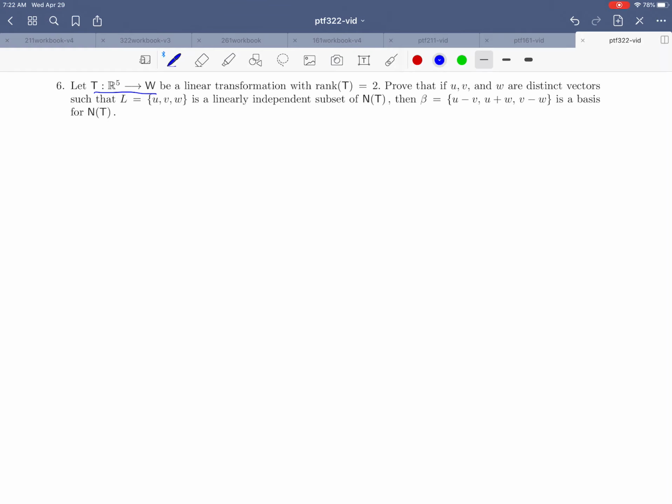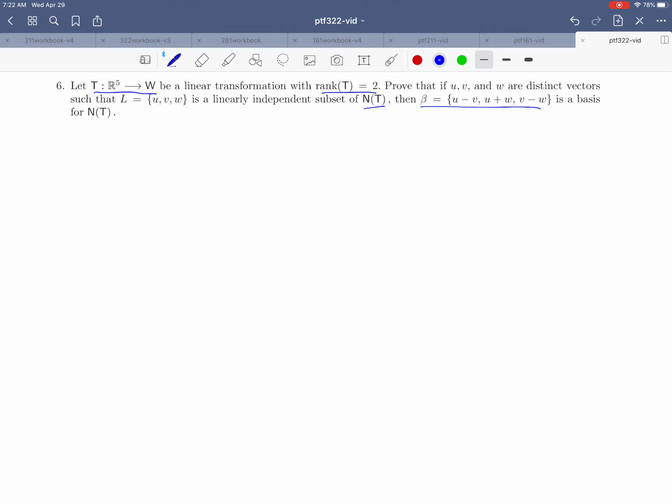They're telling us that the rank of this linear transformation is 2, and they're giving us some vectors, u, v, and w, telling us that they form a linearly independent subset of the null space. They'd like us to prove that with all of that information, this set beta, which involves various linear combinations of u, v, and w, is a basis for the null space.